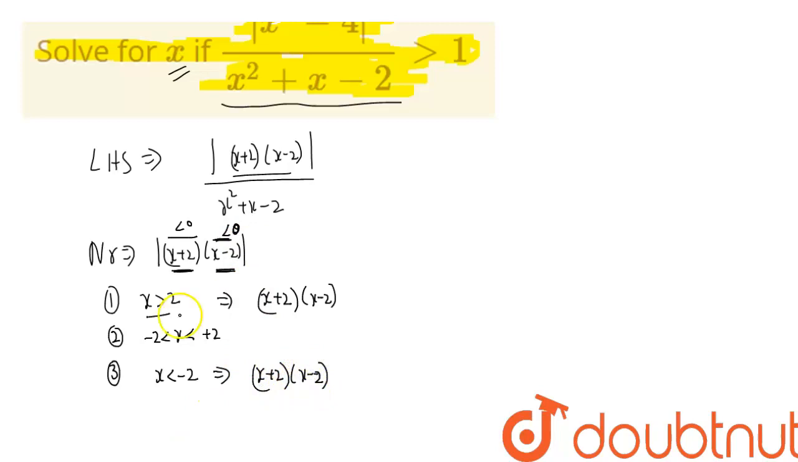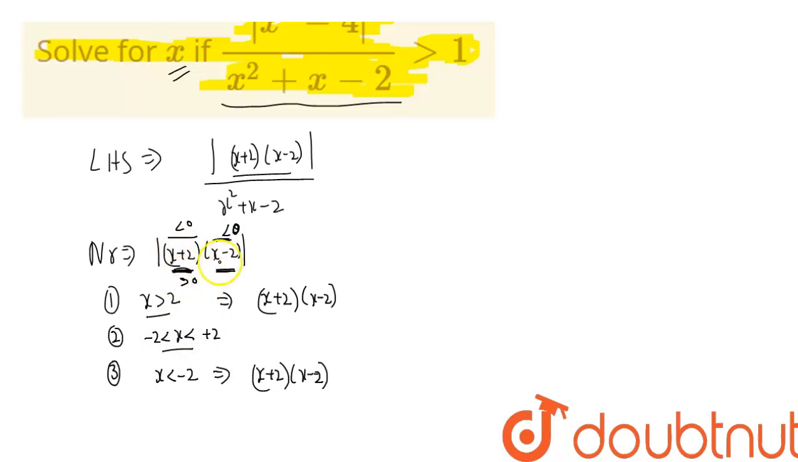Now we are going to consider the second range, when x belongs to the interval minus 2 to plus 2. If we consider the first bracket, the first term, then when x lies in this range, say x is 0 which also lies in this range, this first term is always going to be greater than 0.